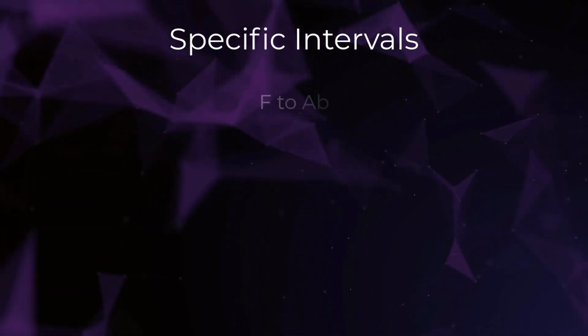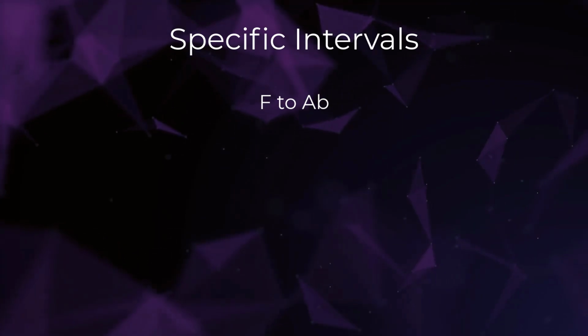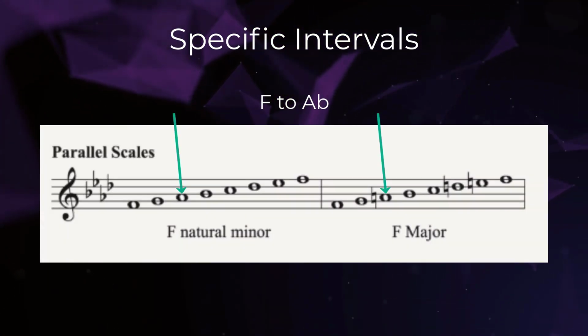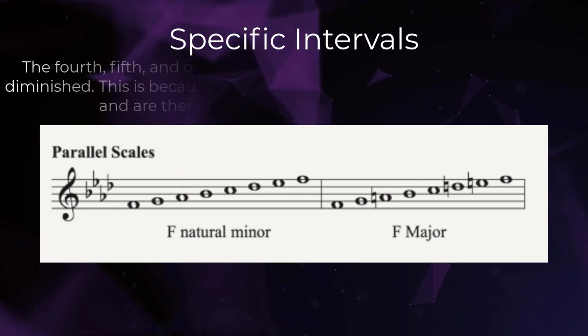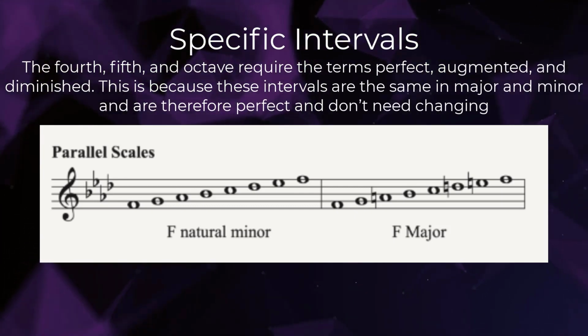Likewise, if we travel from F to A flat, this would be some form of third in generic terms. F major only contains a B flat, but F minor has an A flat, so this would be a minor third. The fourth, fifth, and octave require the terms perfect, augmented, and diminished.